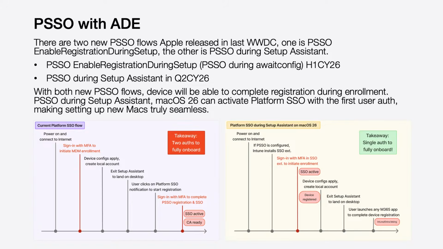So at the bottom, you will see a comparison between the current PSSO flow versus the PSSO during setup assistant on macOS 26. In the current PSSO flow, there are two auths the end user has to do. The first one happens at the very beginning when the enrollment kicks off. And the second one happens when the user goes on desktop, the one that a lot of users miss clicking on. But in the new flow, there will be only a single auth and the user will be fully onboarded. So with this simplification, the new PSSO flow will solve a lot of your problems with the overcomplicated flow and also ensure the device is secure and registered as soon as possible.